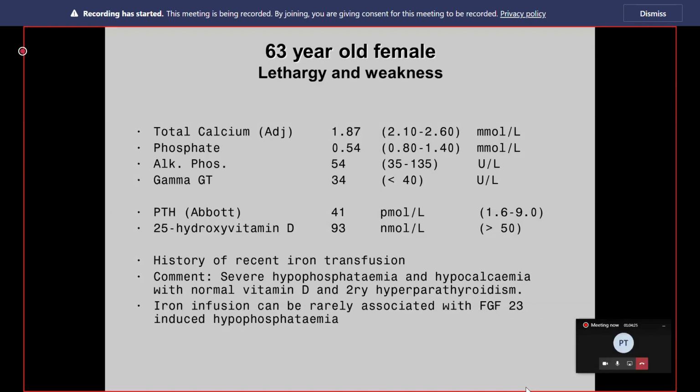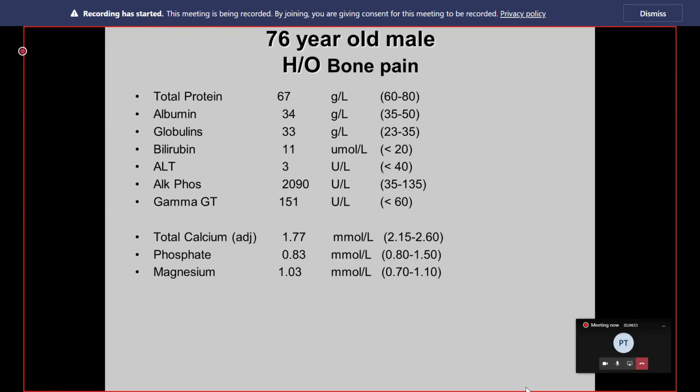This is due to FGF23, which is a hormone that's secreted by osteocytes and causes phosphate loss in urine, and long-term can cause osteomalacia. And you may be aware of some malignant or even benign tumors secreting FGF23, which can lead to hypophosphatemia. And the last case is a 76-year-old male presenting with hypercalcemia and very high alkaline phosphatase.